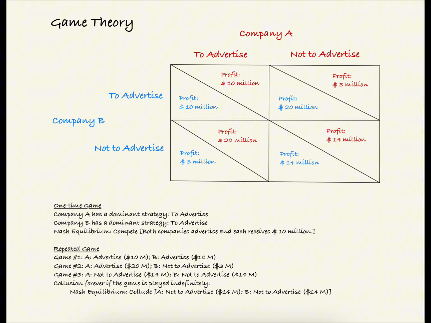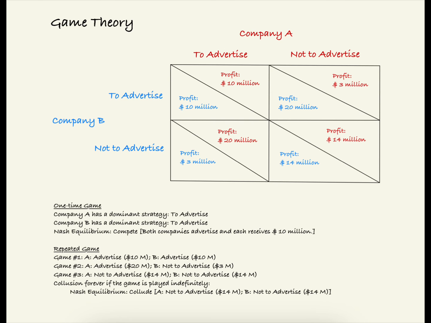Now, we need to remember that companies make multiple rounds of decisions. This is called a repeated game. We have already gone through game number one. Game number one is where both companies, A and B, advertise, and each make $10 million of profit. Now, in game number two, Company A will continue to advertise, but Company B will choose not to advertise. In this case, Company A will make $20 million of profit, while Company B will only make $3 million of profit.